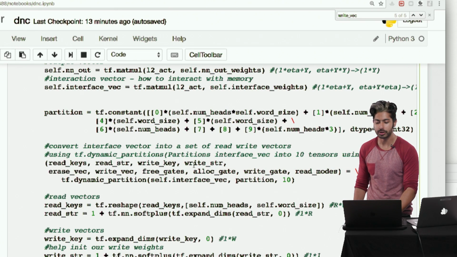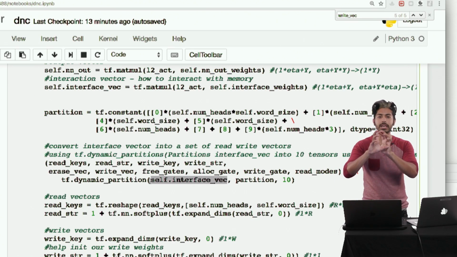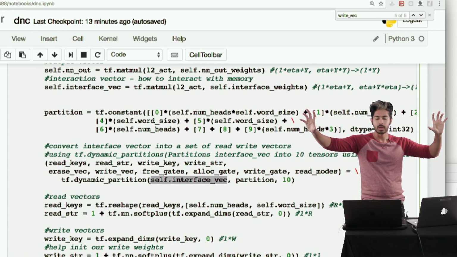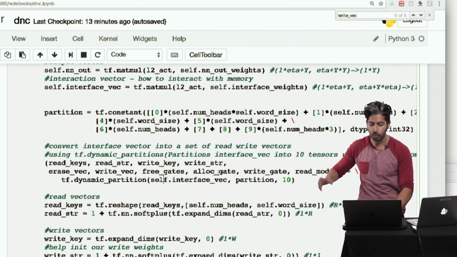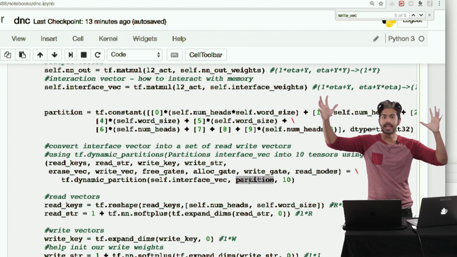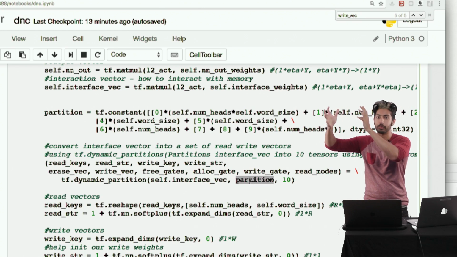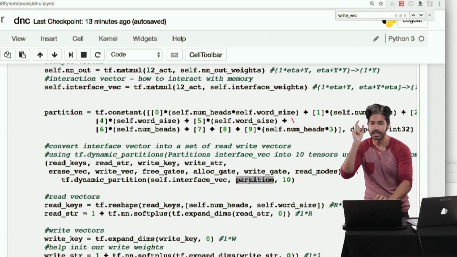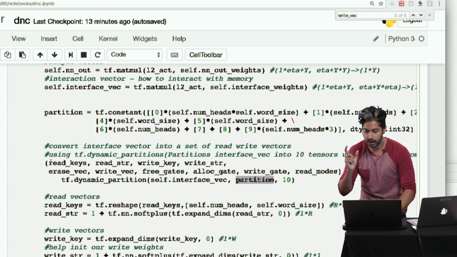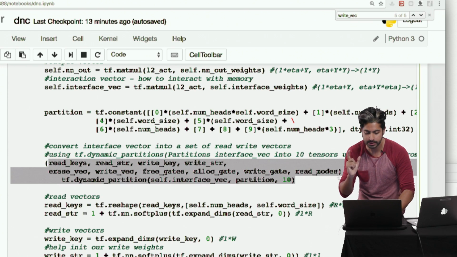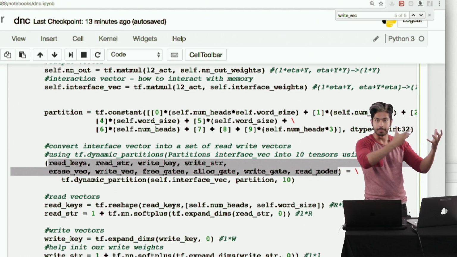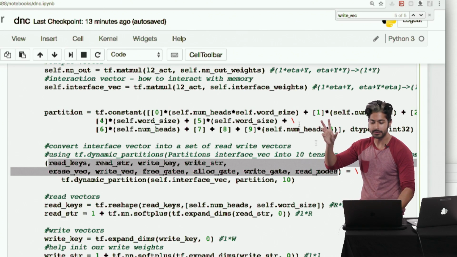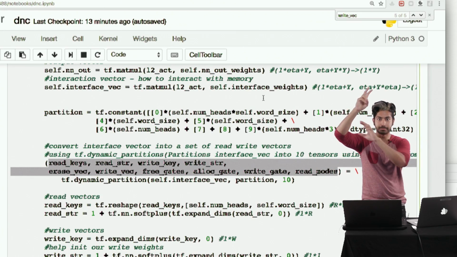And what these variables are going to do is they're going to come out of the interface vector. So think of the interface vector as one big matrix or one big vector, same thing. And then we use the partition to split that vector into sizes that we've predefined beforehand. And each of those is going to be an important component that we're going to then use to update our memory bank.